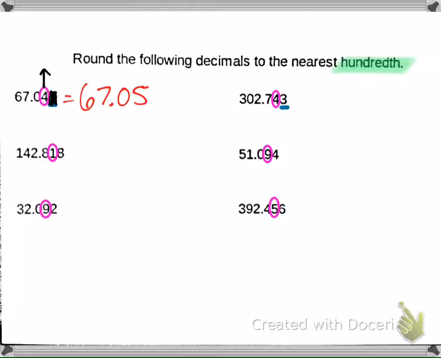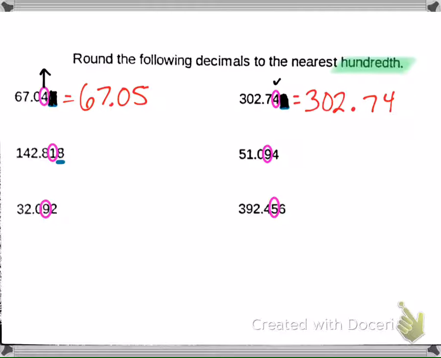Now we have the next number, which is a 3 behind the balloon. So in this case, it's going to say 5 or more, raise the score. 4 or less, let it rest. So because we have a 3, we're going to let it rest. It's 4 or less. And that means that everything else after the balloon goes away. So my answer is 302 and 74/100.